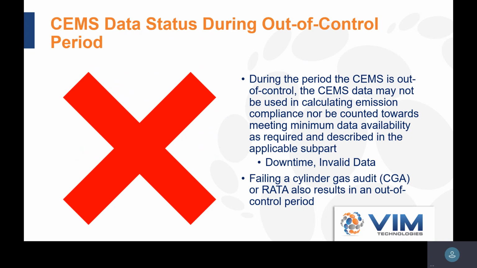Again, like I said, if you fail a CGA or a RATA, data is out of control until you pass the next one. That can be a big deal if you fail your RATA in late December and the source testers are booked because everyone waits till the end of the year to do their RATAs, and you can't get them in for a month. That means you have downtime for a whole month. There's going to be consequences for that. So keep that in mind when scheduling your RATAs.